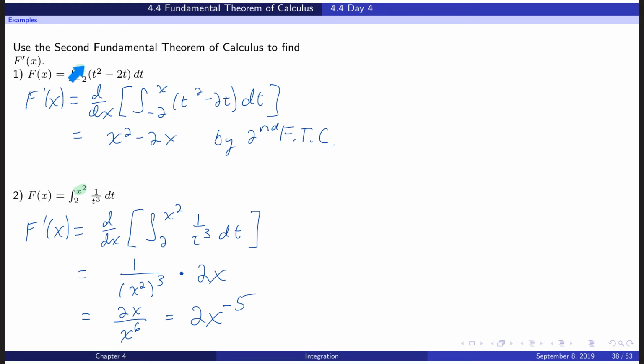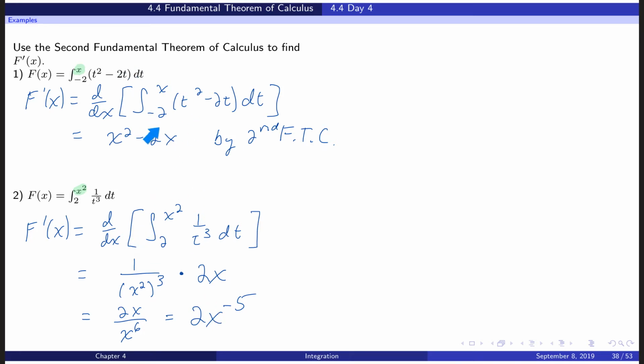Notice that the derivative by chain rule of x is just 1, so there's no reason to modify this any further. For the second example, same situation. Capital F of x is this antiderivative statement. The first derivative of capital F is the derivative of this antiderivative. Again, derivatives and antiderivatives cancel out because of the second fundamental theorem of calculus. But after I substitute in 1 over the substitution cubed, which is 1 over x squared cubed, I need to perform the chain rule on this function here because we're taking a derivative. So that gets multiplied by 2x. So simplifying this, you get 2x to the negative 5.